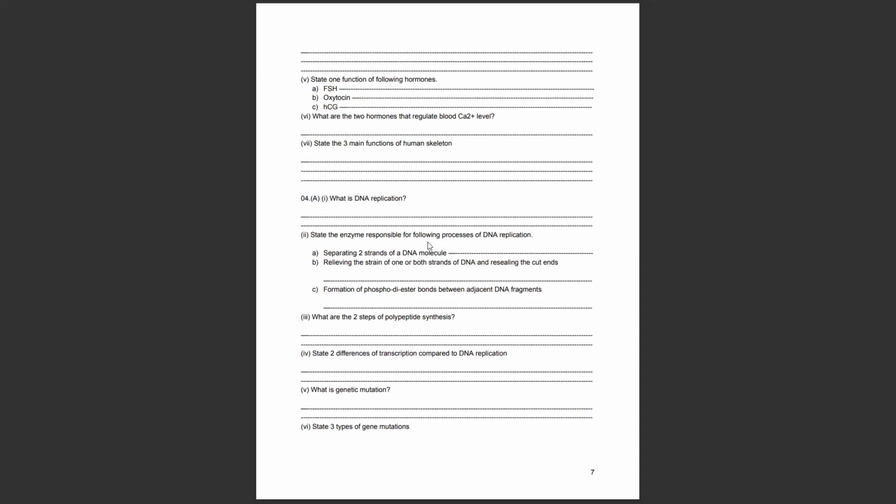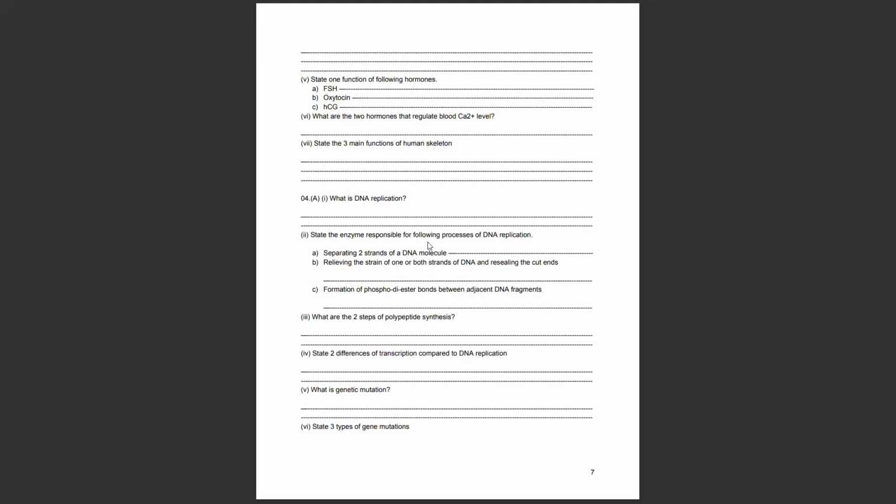Oxytocin stimulates milk ejection by contraction of smooth muscles. Second one, promotes parturition by contraction of smooth muscles. Then C, HCG, rescues the corpus luteum from degeneration and sustains secretion of progesterone and estrogen, which maintain the uterine lining and prevent menstruation.